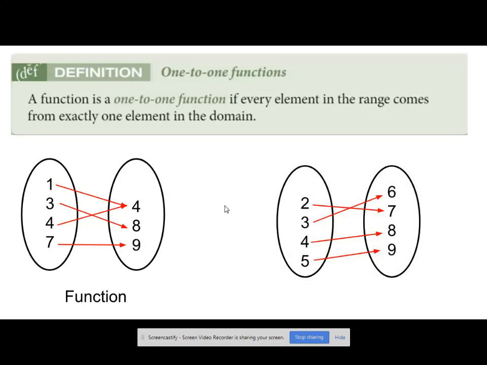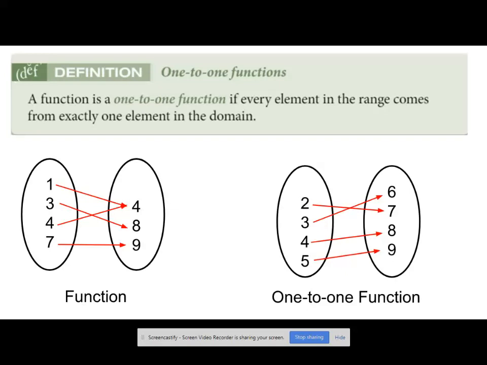So a one-to-one function has to work going from the domain to the range. 1 domain goes to exactly 1 range the whole way down, like this one. And it has to work the other way, where every range value only comes from 1 domain value. Every button has 1 function, and every function only has 1 button. And that's called a one-to-one function.